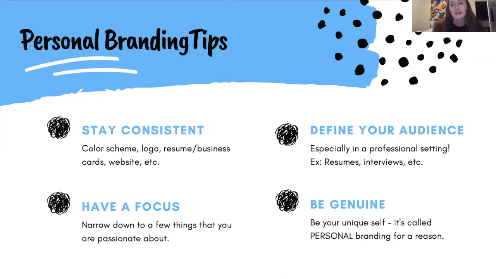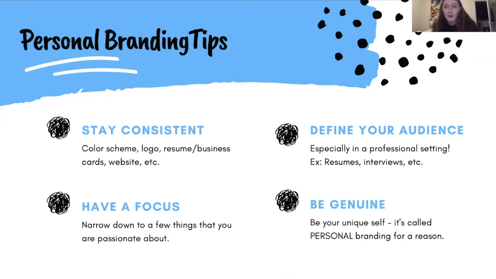Next, it's very important to have a focus. So especially in the beginning, you should narrow down whatever you're trying to brand with a few things that you're passionate about. If you have like 500 things you're focusing on, it's going to be a lot harder for someone to place that thing to you. So make sure that you just have a couple things that you're focused on and passionate about, and then people will start to associate those things with you, which will help form your personal brand.